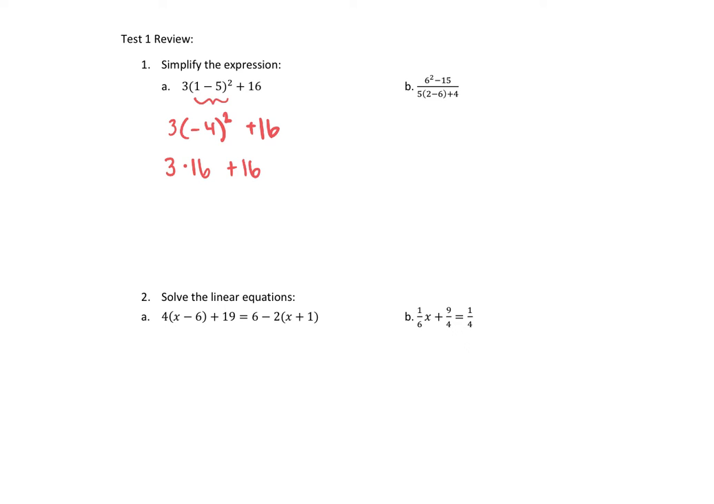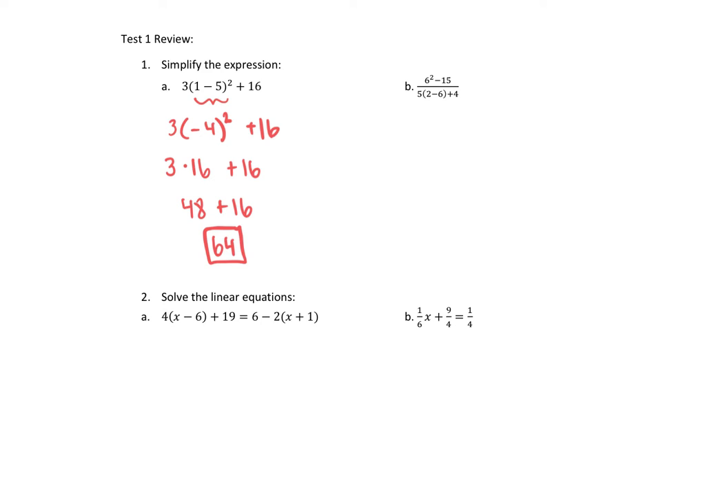After we do the exponent, we do multiplication or division, whatever comes first, left to right. So then that's this 3 times 16. And then we do the addition. 48 plus 16 is 64.